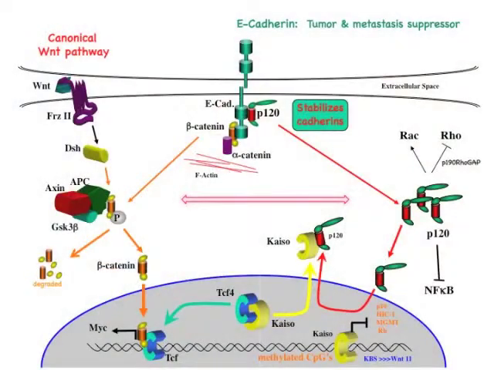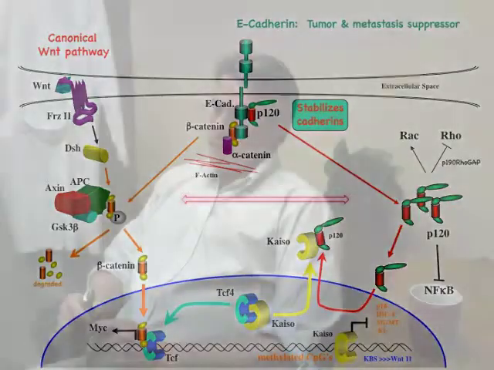p120 does a lot of things. But the most striking thing is it binds to the cytoplasmic domain of E-cadherin and stabilizes it. Not just E-cadherin, but the entire cadherin complex. This turns out to be true for all members of the classical cadherin family. That is 26 members found in almost all tissues. In most epithelial cells, if you knock down or knock out p120, you have a substantial downregulation of E-cadherin.